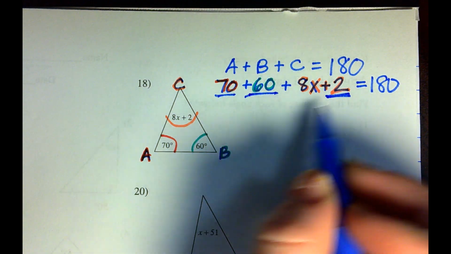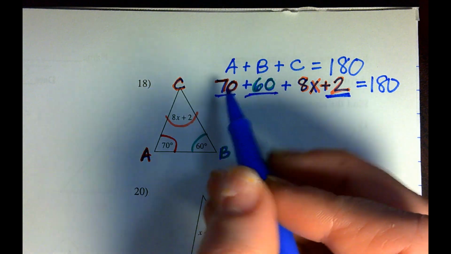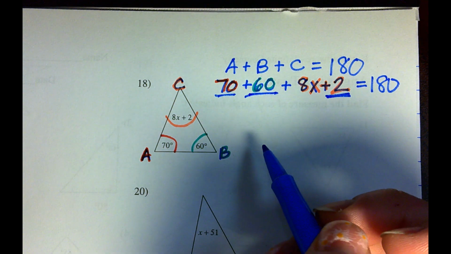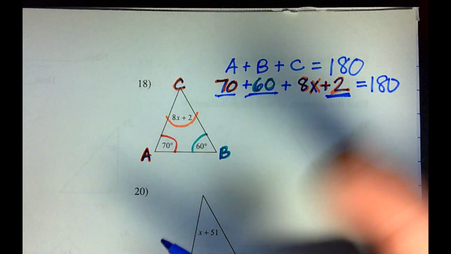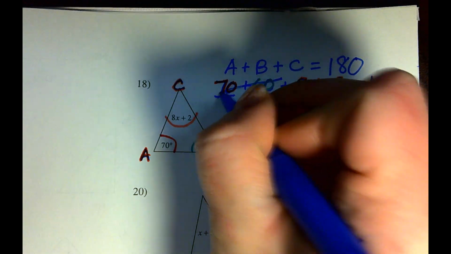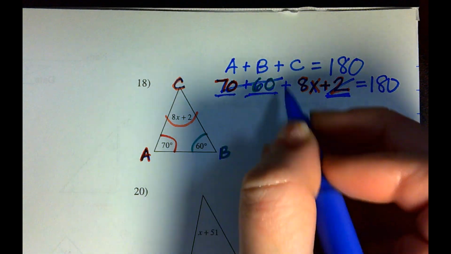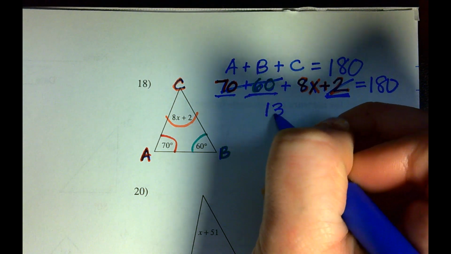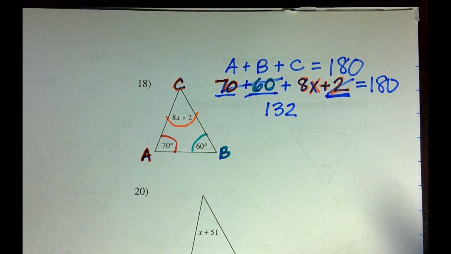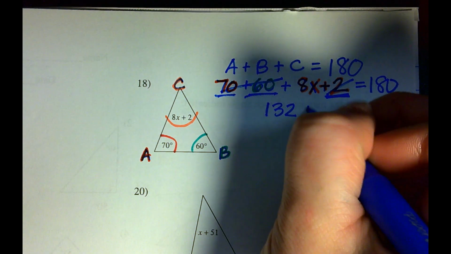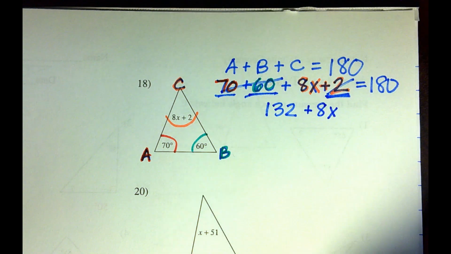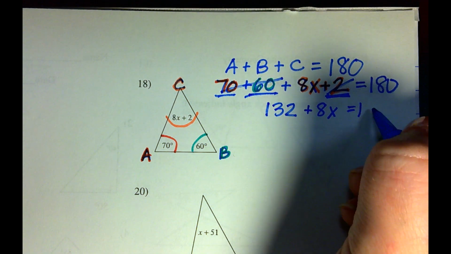So 132. 132, is that right? 7 plus 6, what is that? Yeah, you're right. 132. So 70 plus 60 plus 2 is 132. What needs to be brought down? 8x. Good. 8x plus 132 equals 180.